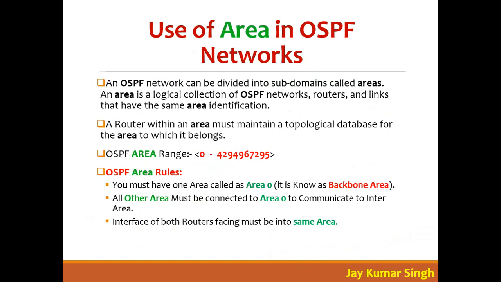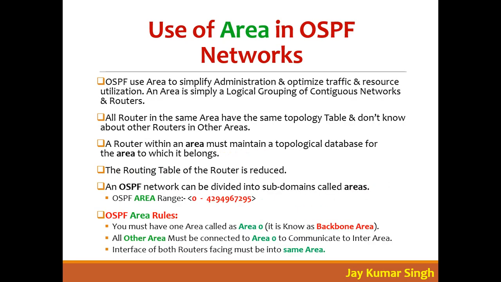Now, why are they using areas in OSPF? Like in EIGRP they use an autonomous system number. As I told you, the autonomous system number is used for identifying the network, and if you want to belong to the same EIGRP network, your autonomous system number must be the same. So here also OSPF uses areas. We'll now come to know why OSPF uses areas.